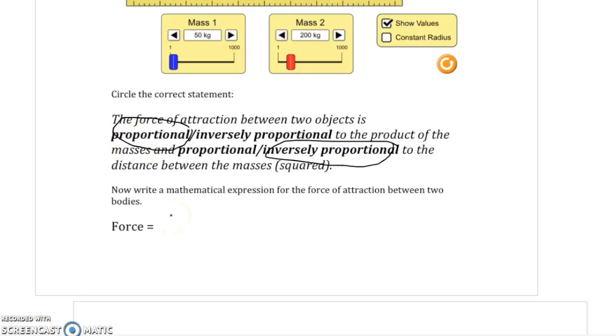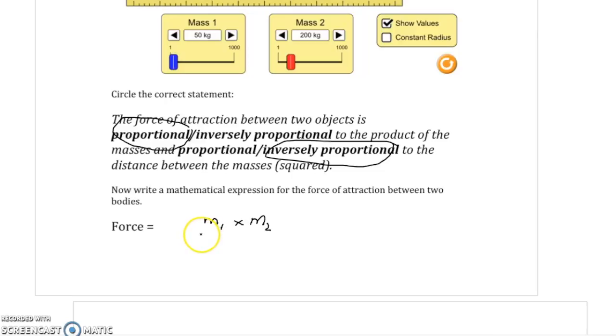We can now write a mathematical expression. The force is proportional to the product of the two masses. Let's call them M1 and M2. Force is also inversely proportional to 1 over the distance squared.